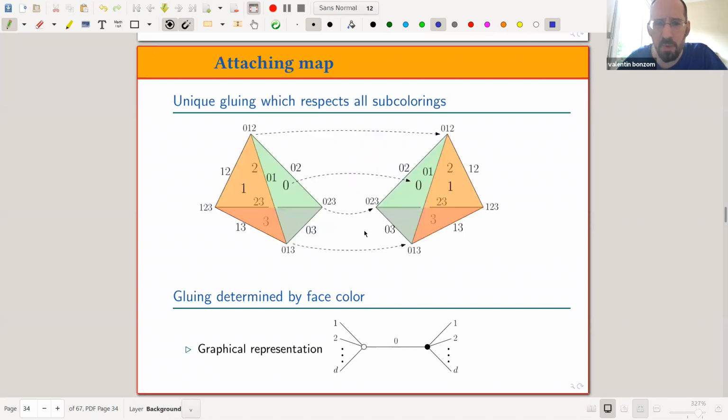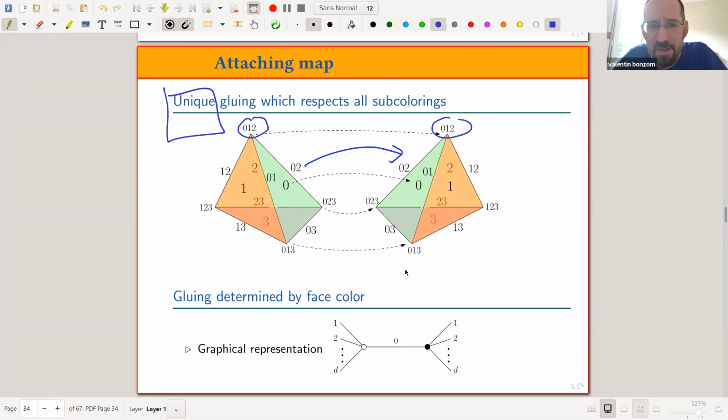Okay, here's for tetrahedra, 2 tetrahedra glued along the triangle of color 0, and you map the edge 0, 2 on the left to the edge 0, 2 on the right. And for this to be uniquely defined, you map the vertex with colors 0, 1, 2 on the left to the vertex of color 0, 1, 2 on the right. And that uniquely defines the gluing.